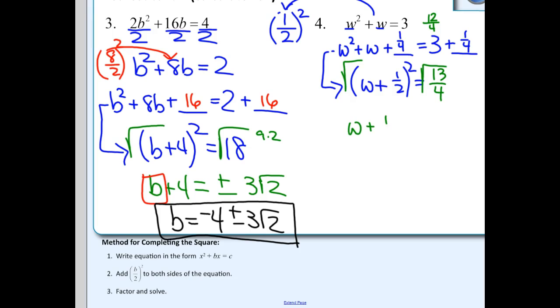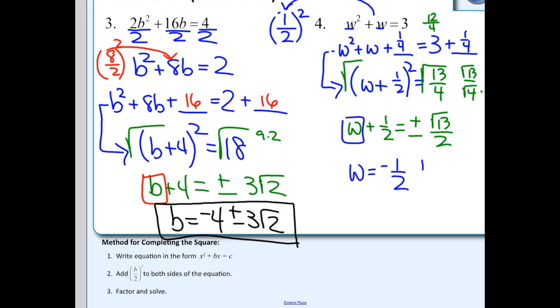W plus 1/2 equals plus or minus. Now remember, when I have a fraction, it's the square root of the numerator over the square root of the denominator. So we've got the square root of 13 over 2. Again, the square root of 4 here is 2. One more move to get w by itself. W equals negative 1/2 plus or minus the square root of 13 over 2.